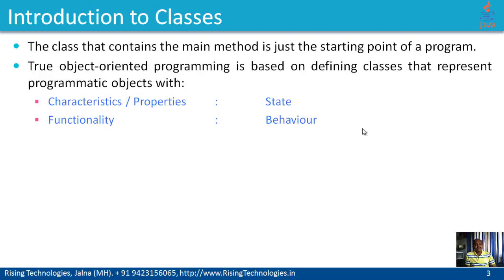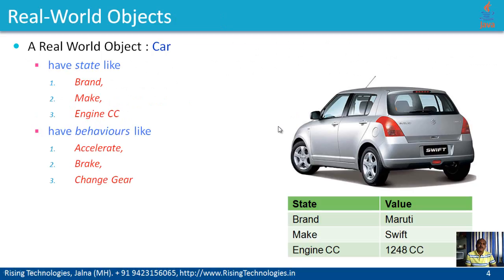So the characteristics or properties of an object are called its state, and the functionality that an object may perform is called its behavior. Now let's have a look at some real-world object. So car is a real-world object, and this object also has some state and some behavior.